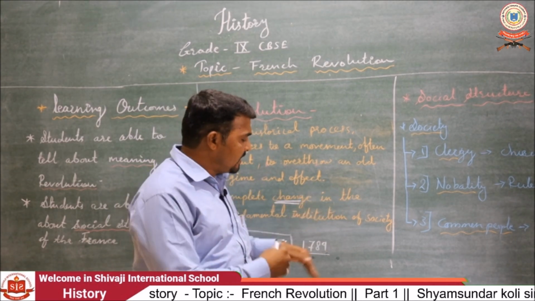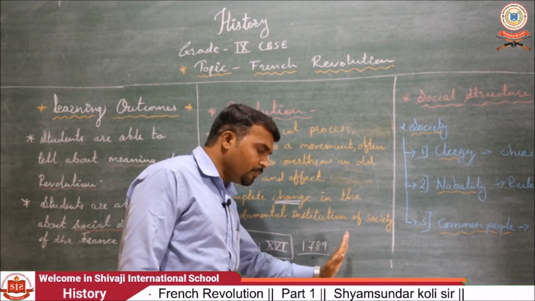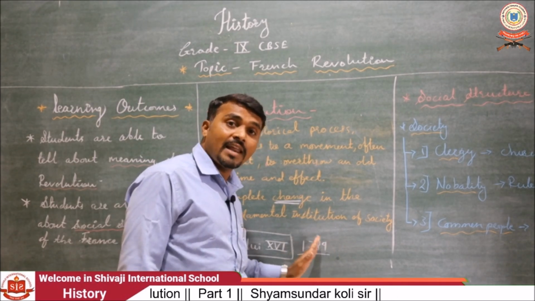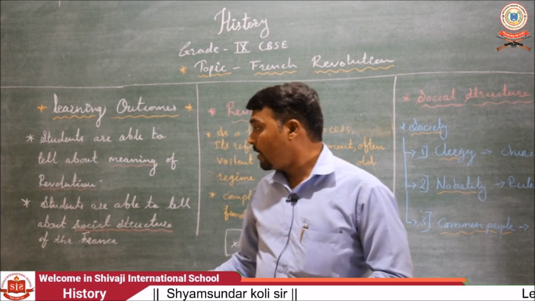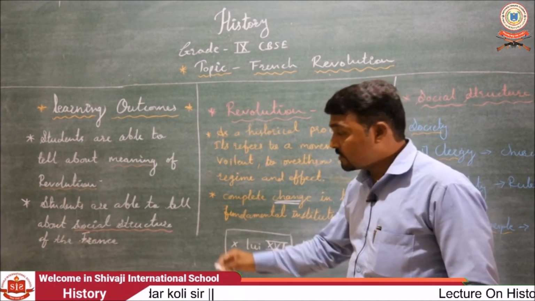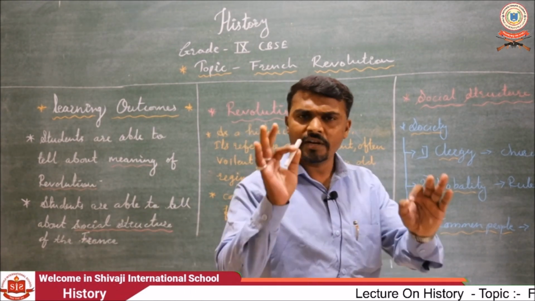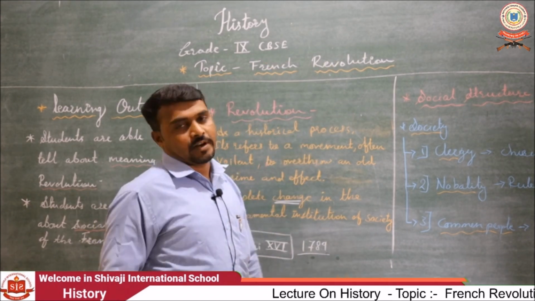Now we will see what happened before 1789. What was the people's social structure, how did the people live, their lifestyle? That is also a very important concept, which I told you. You understood the first one, the meaning of revolution. Now the second point, which we are moving towards, is understanding social structure. What kind of social structure was there in France?